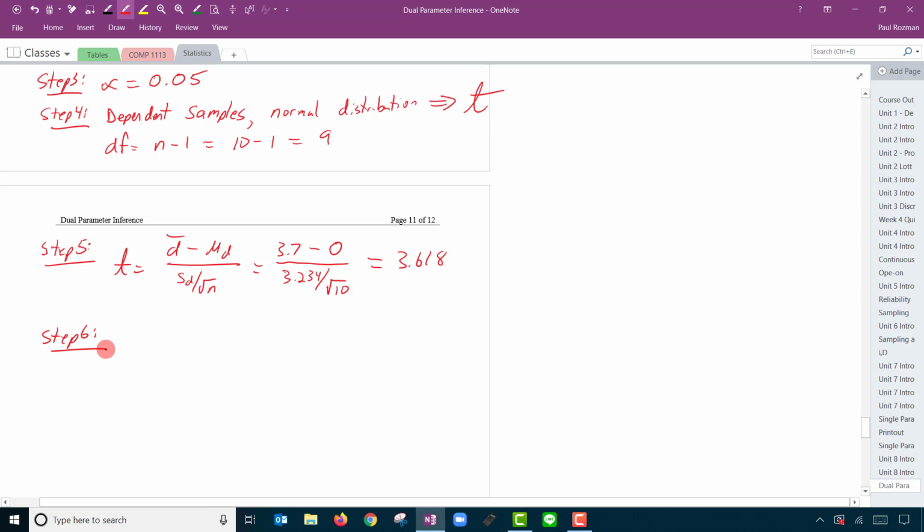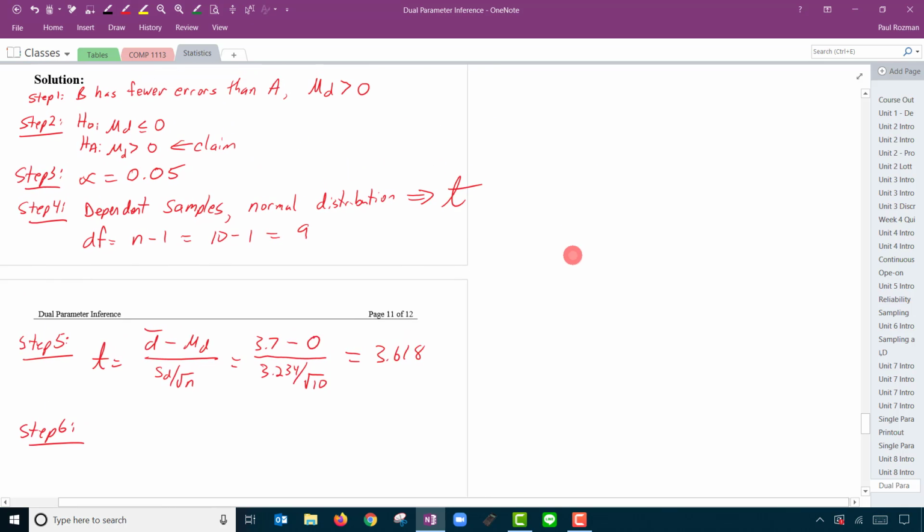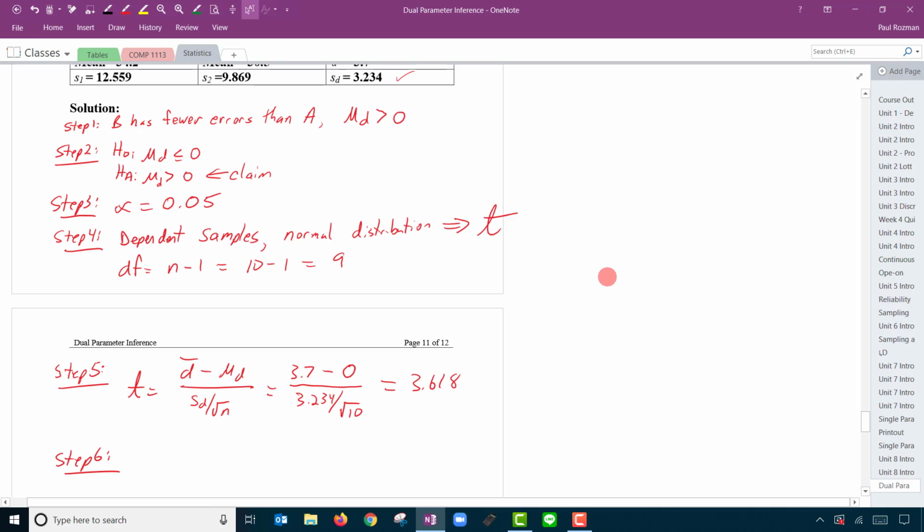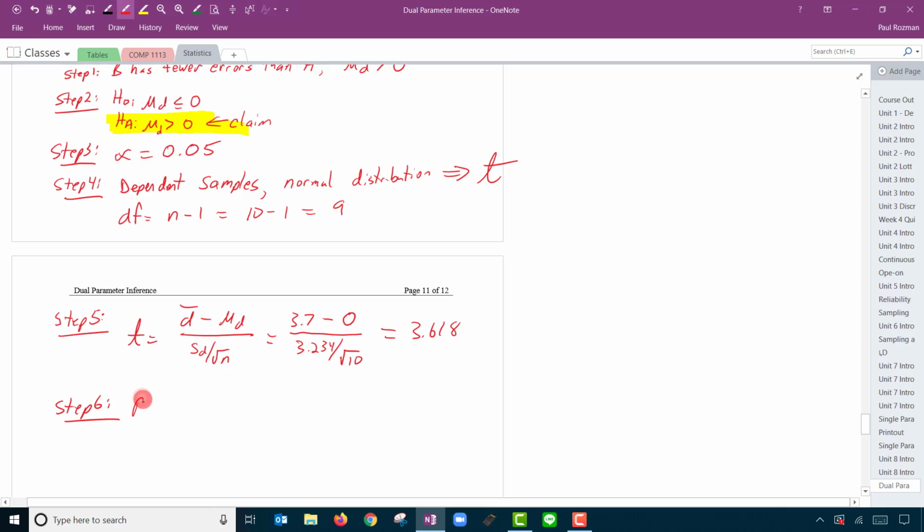Step 6, figure out if it's left or right. Pick a method and solve the thing. This is a right-tailed test. How about we do traditional today? Even though I do kind of prefer the p-value.